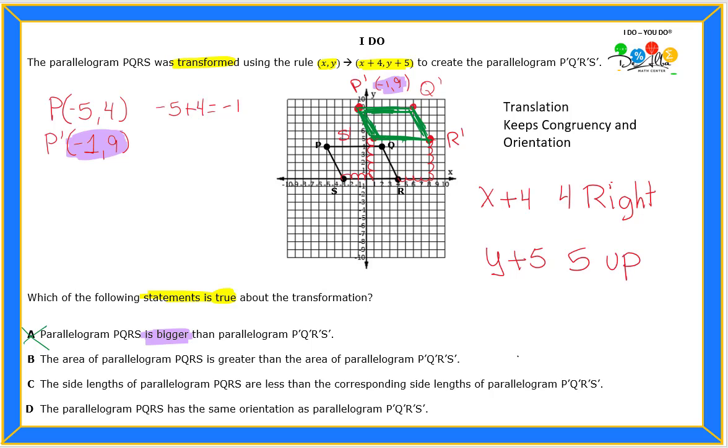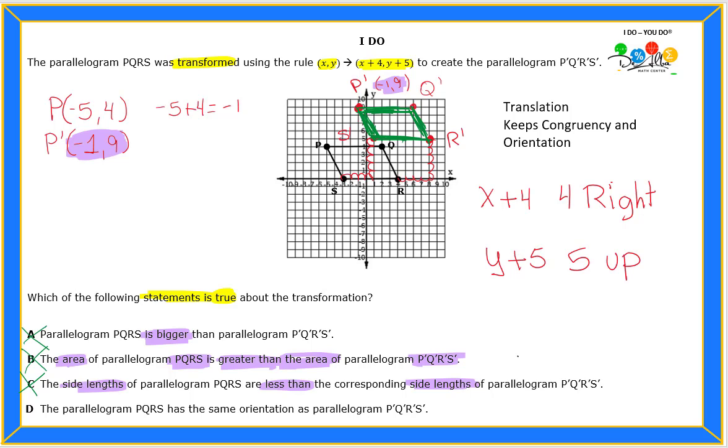Letter B. The area, so now we're talking about area, of parallelogram PQRS is greater than the area for the second one. Is that true? Is one area more than the other one? No, because we said that it keeps congruency. So no, that cannot be the answer, right? Let's look at letter C. Letter C says the side lengths of the parallelogram are less than the side lengths of the corresponding parallelogram. Is that true? Are my side lengths changing? No, we are keeping congruency. They're exactly the same.